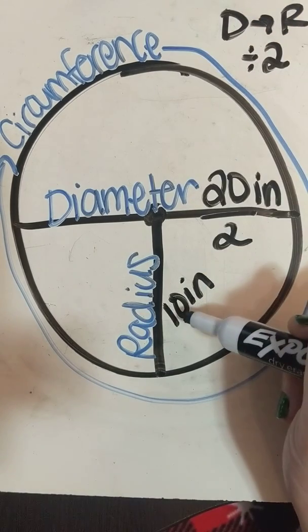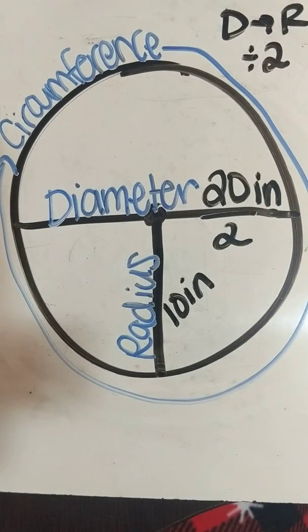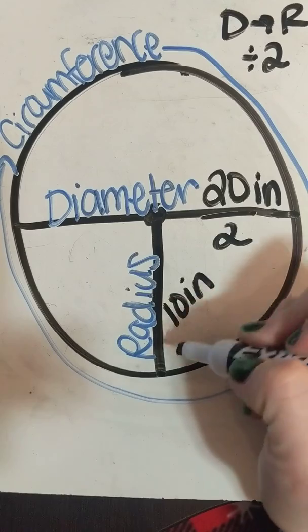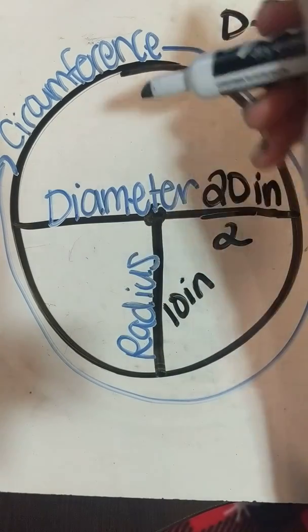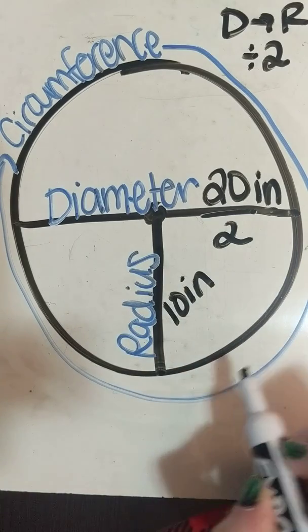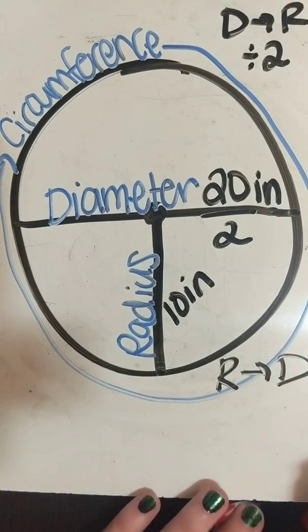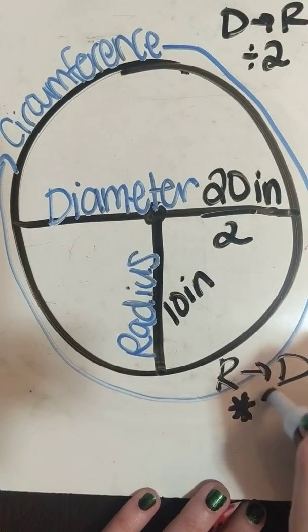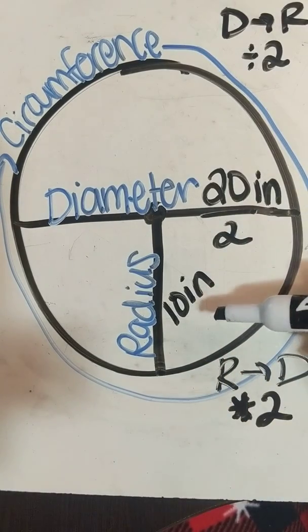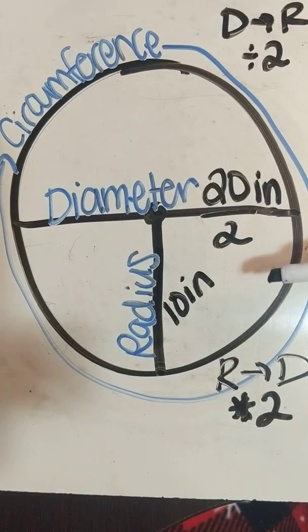Now, if I'm given my radius, and I know my radius is 10, and I need to get to my diameter, I know that I need to have double of these. I need this side and that side. So I need 2 of them. So to go from radius to diameter, I'm going to have to multiply by 2. So I would take 10 times 2 to get that other side. I need 2 of them. And that's really how we go back and forth between the 2 of them.